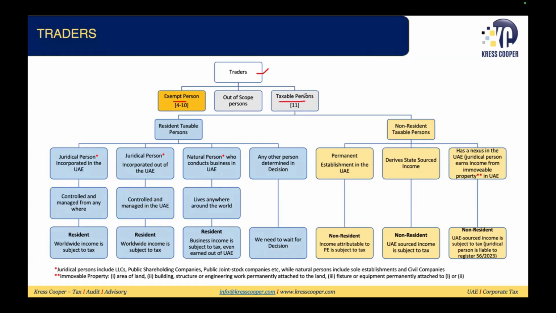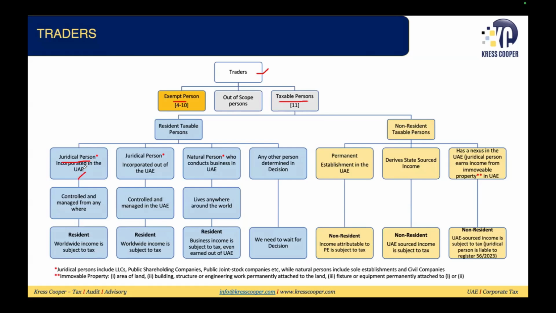Other than that, taxable persons, taxable traders basically. These taxable traders can be classified as resident taxable traders or non-resident taxable traders. They will be resident taxable traders if they are juridical persons. If these traders are juridical persons incorporated in the UAE, then they will be considered resident taxable traders.